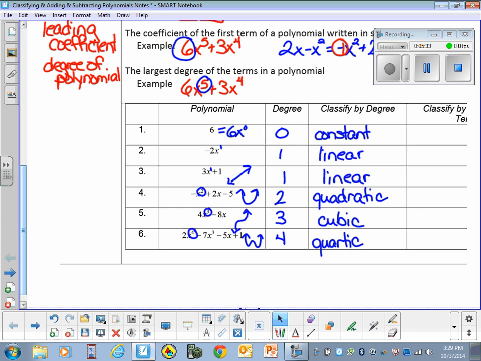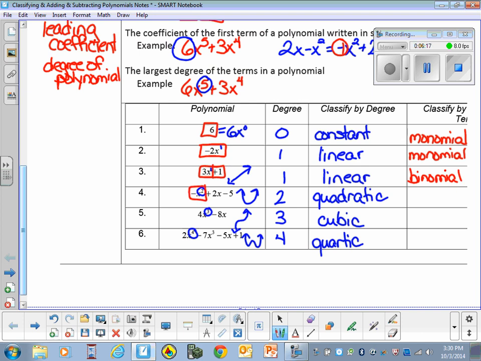Now let's classify by the number of terms. All right, now remember we count terms by breaking polynomials apart at the addition and subtraction sign. There's only one term here, and one-term polynomials are called monomials. This next one is also a one term, so it's a monomial. Mono meaning one as a prefix. Our next example has two terms. That's a binomial. Bi being a prefix meaning two.